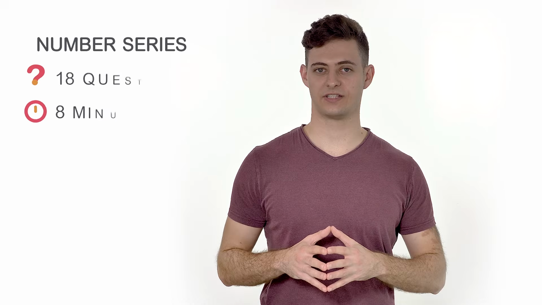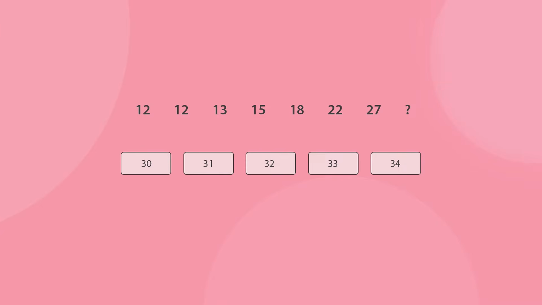The next section is number series, consisting of 18 questions with 8 minutes to complete. This section requires you to recognize a mathematical pattern in a series of numbers. Here is an example of a number series question. Can you find the next number? Now let's move on to the spatial ability sections.